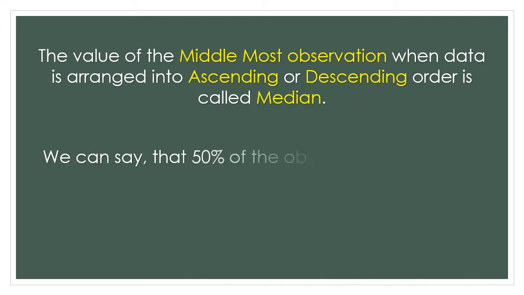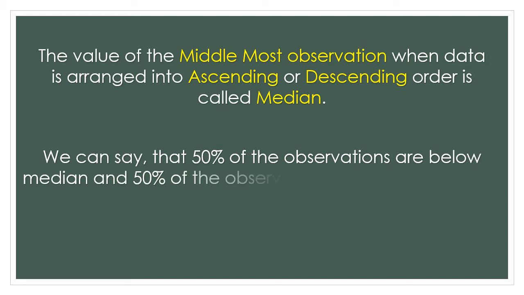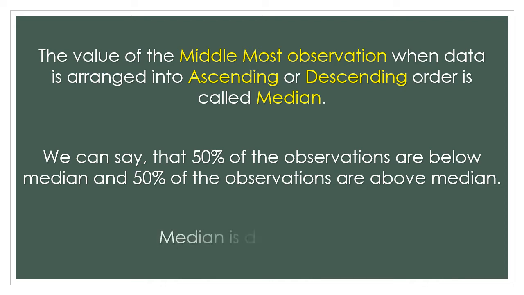So we can say that 50% of the observations are below the median value and the remaining 50% of the observations are above the median value, because the median is at the exact center. That means our data is distributed into two equal parts. Now remember this statement I made: the median distributes or divides our data into two equal parts. This statement will be useful in the future, so remember this. And the median is denoted by capital M. Let's see how this median is calculated.